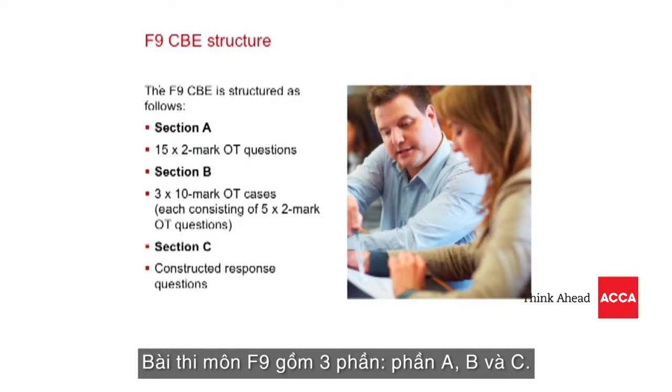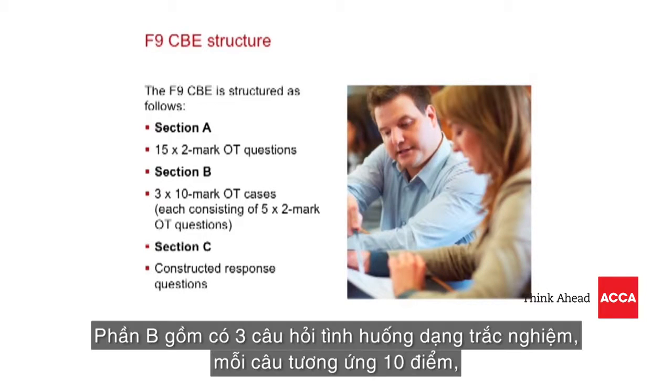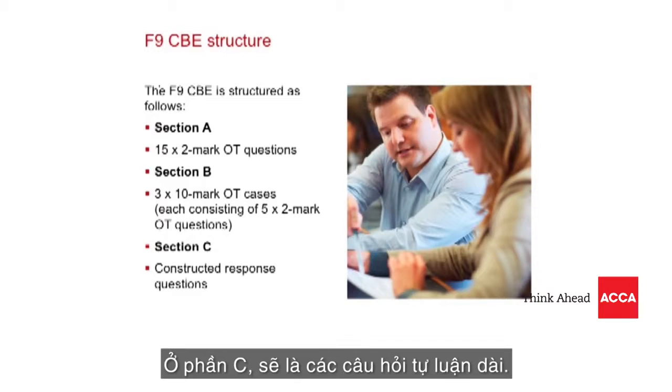The F9 exam consists of three sections, A, B and C. There are 15 2-mark objective test questions in Section A. Section B contains 3 10-mark objective test cases, which each have a common scenario with 5 2-mark objective test questions. There are longer constructed response questions in Section C.